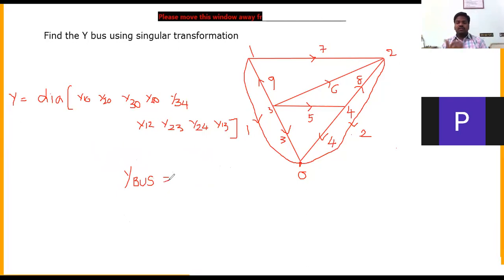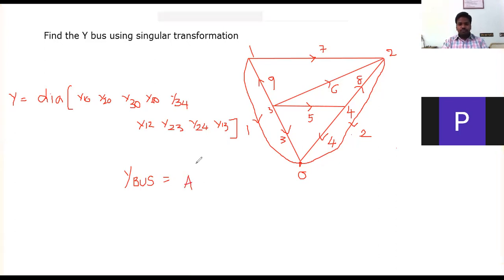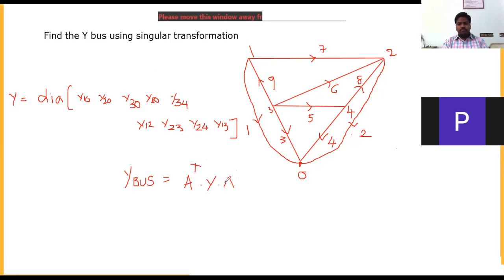Why? Because this is a matrix of very large size, 9 by 9, 4 by 9, 9 by 4, etc. The only thing is you need to remember the formula that we use to obtain the Y bus using singular transformation. The formula is Y bus is equal to A transpose into Y into A. Okay, so this is the formula that you are going to use to obtain the Y bus formation.